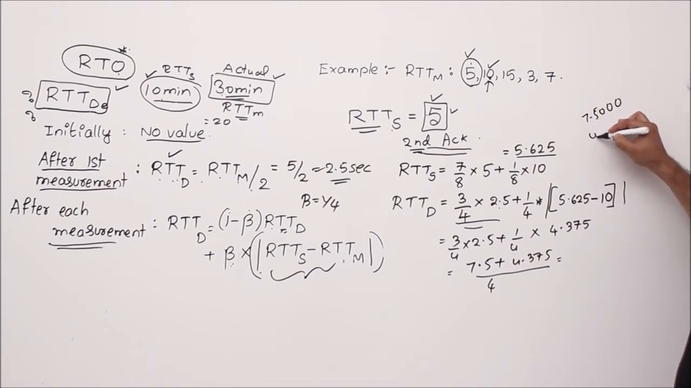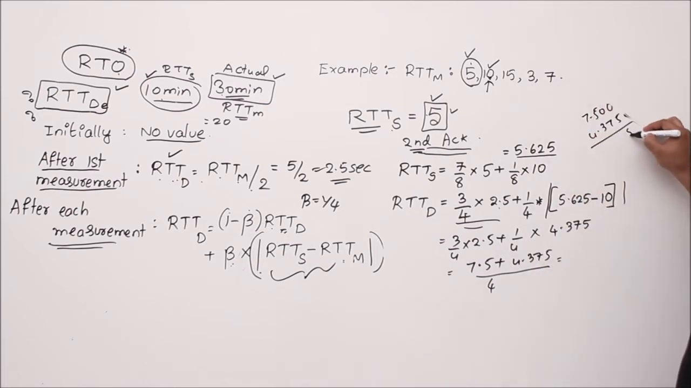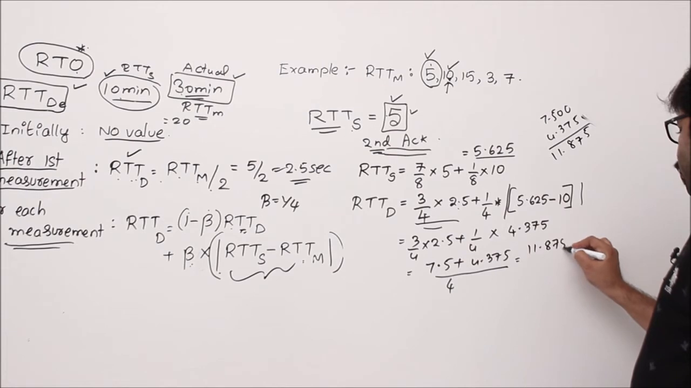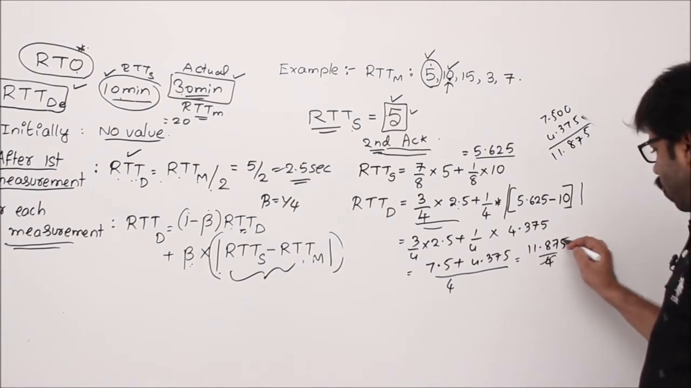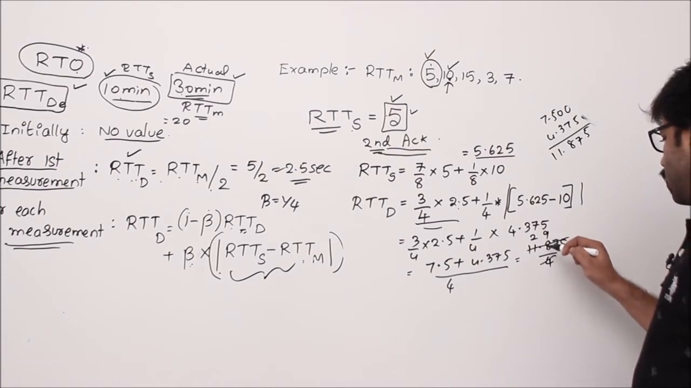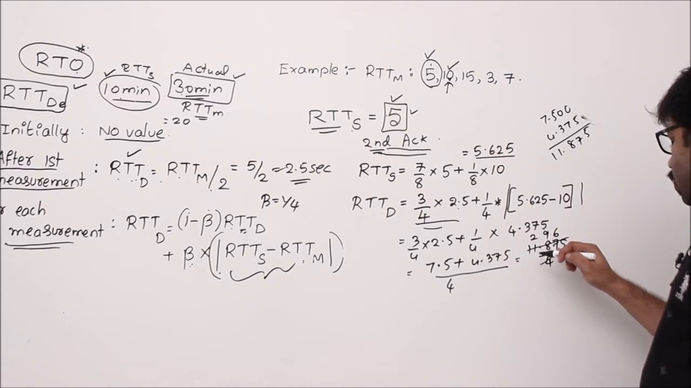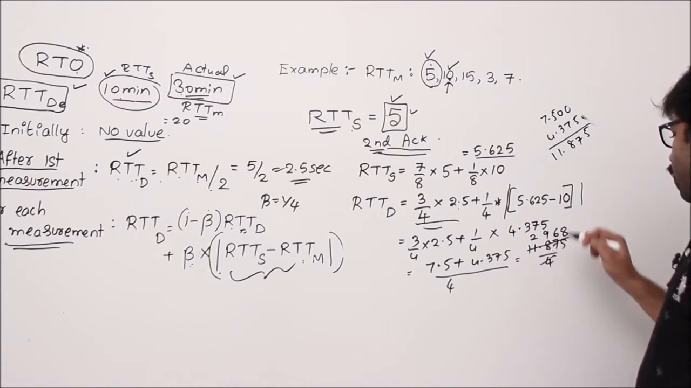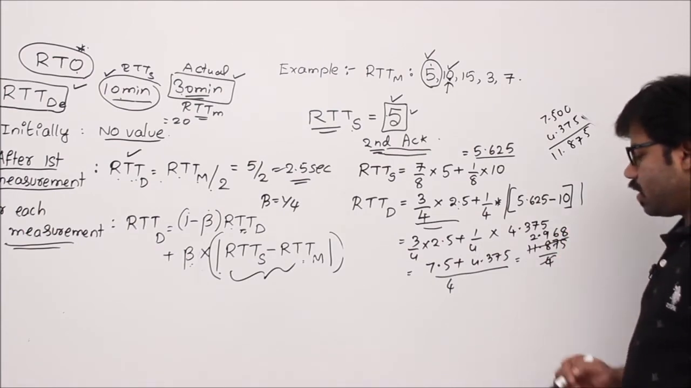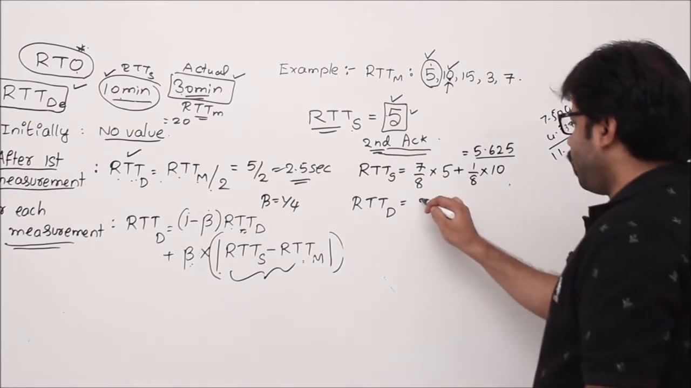That would become 7.5, plus 4.375. Okay, we can ignore this 0. So 5, 7, 8, 11.875 by 4. If you simplify it, 4 2s are 8, 38, 4 9s are 36, 27, 4 6s are 24, right? So 35, 4 8s are 32, so something like 2.968. That is enough, 2.96. Let me write RTT deviation as 2.96.